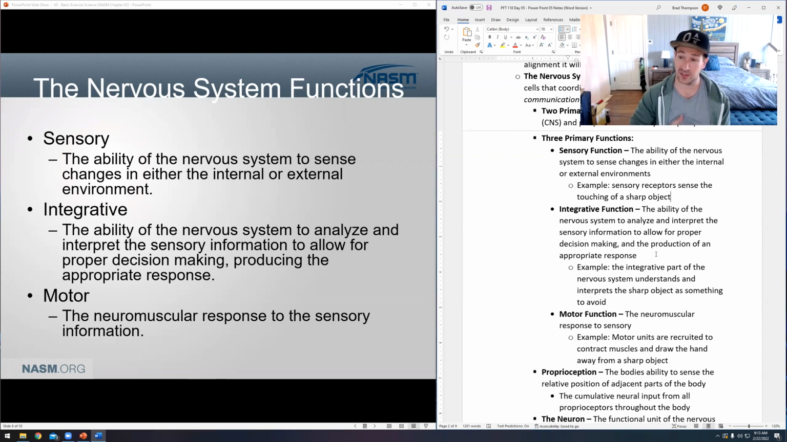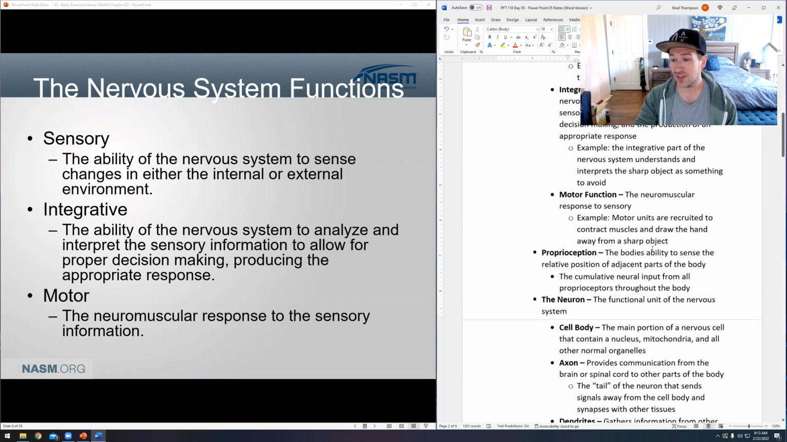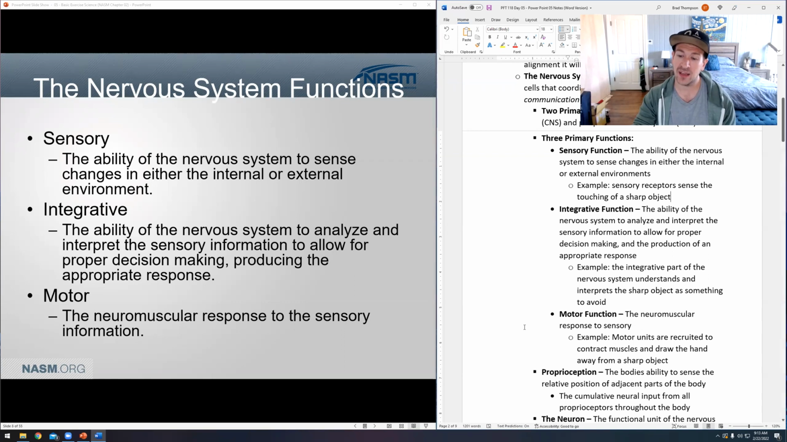Again, now that the stretch receptors in the stomach have been triggered, the integrative function is going to go, oh, we should make stomach acid, right? And then all it has to do is actually make it happen. So then motor function is the neuromuscular response to that. So, in the kale, the response to that is bleh. In response to the sharp object, it's to move the hand away.